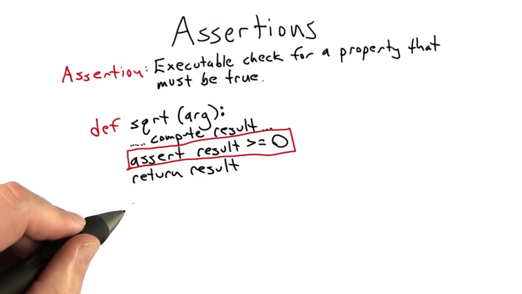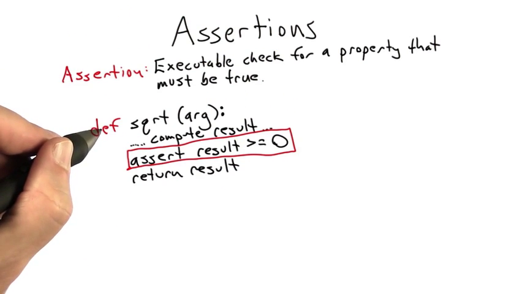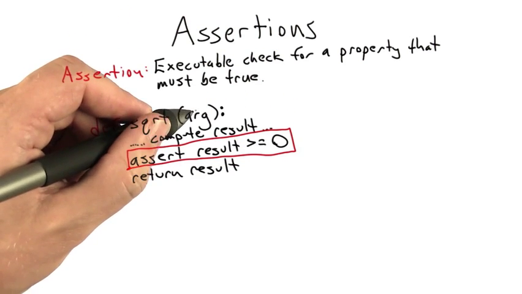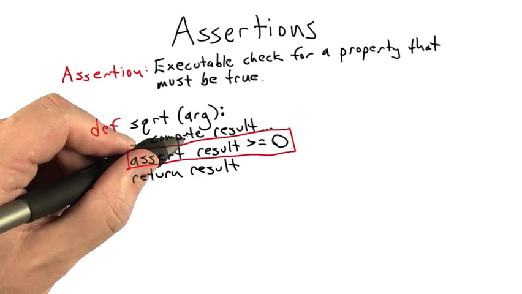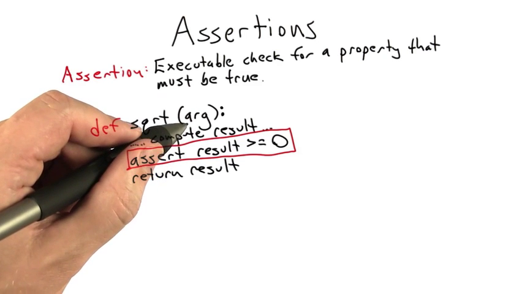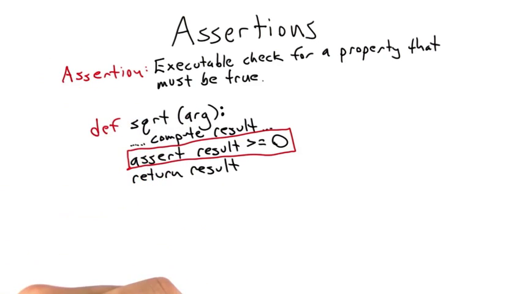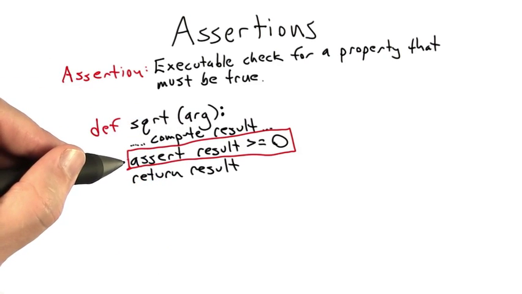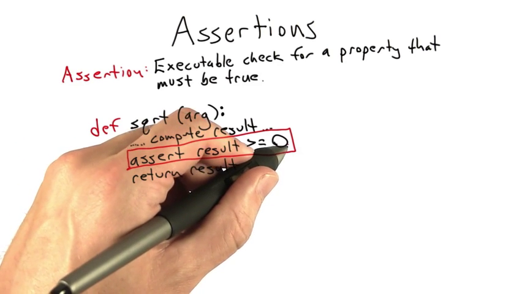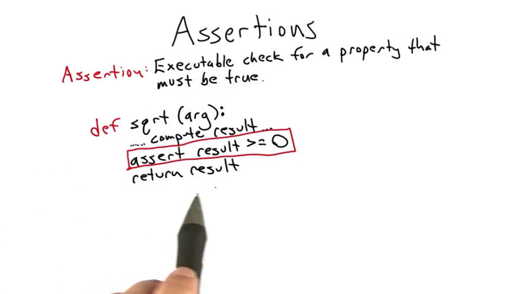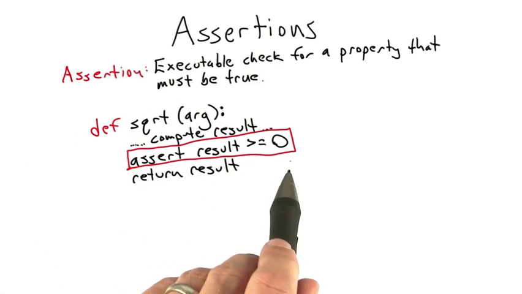So let's return to the square root example we've been using. Here we're going to define a Python function called square root, which takes an argument. There's going to be some code at the top which computes the result. And now what we're going to assume is that if the argument to the square root was negative, this bailed out with some sort of exception. So if we reach this line in the code, then we've successfully computed a square root result. And what we're going to do is assert that that result is greater than or equal to 0, and then return it.